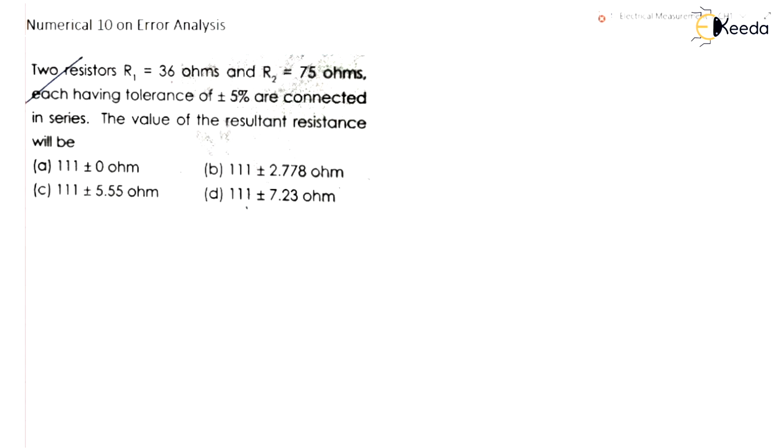Two resistors, R1 is equal to 36 ohms and R2 is equal to 75 ohms, each having tolerance of plus minus 5%, are connected in series. The value of resultant resistance will be, okay, so they have asked the range of resultant resistance. So here we are having two resistors, R1 is equal to 36 ohm and R2 is equal to 75 ohm. Okay, these two are connected in series. So what is the resultant resistance?